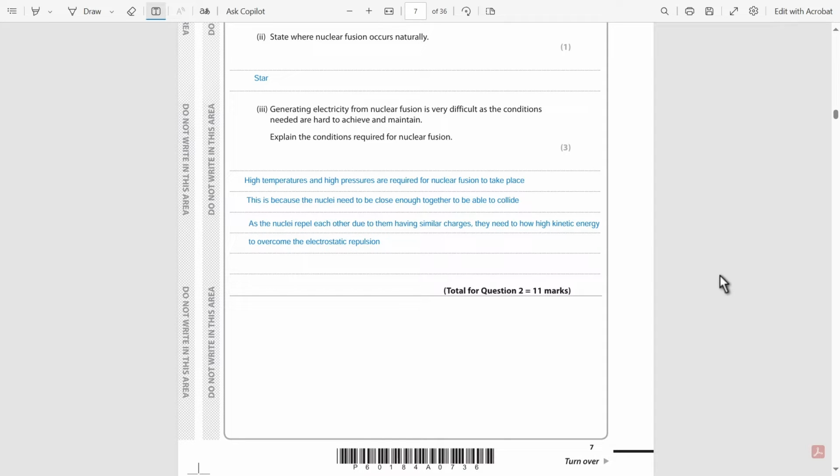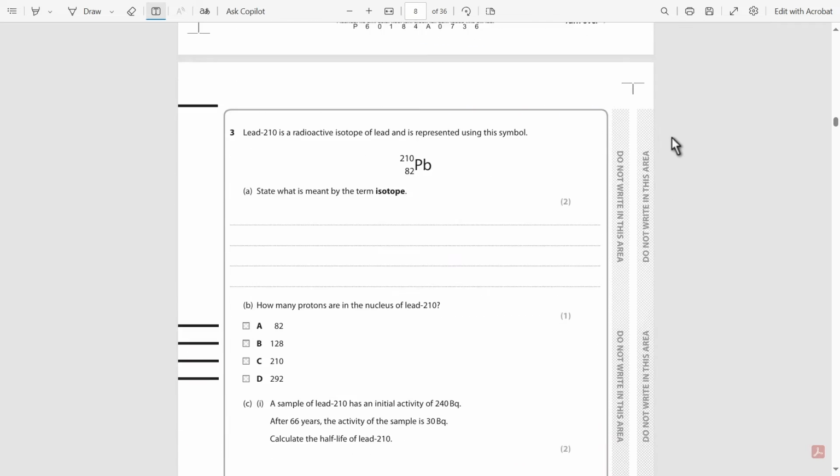That was all 5 points. But when in doubt, say all 5 points, just in case. So high temperatures and high pressures are required for nuclear fusion to take place. This is because nuclei need to be close to each other to be able to collide. As the nuclei repel each other due to them having similar charges, they need to have high kinetic energy to overcome the electrostatic repulsion.